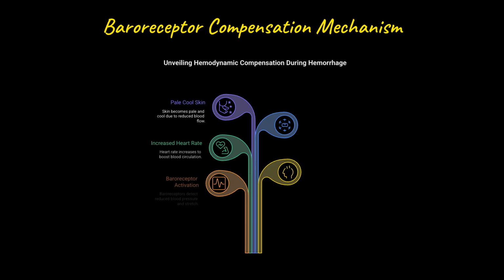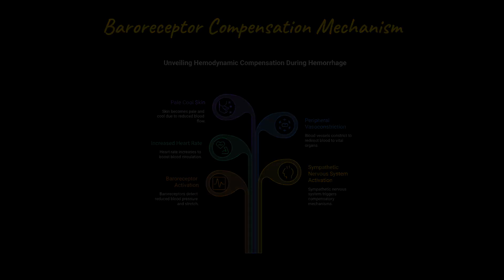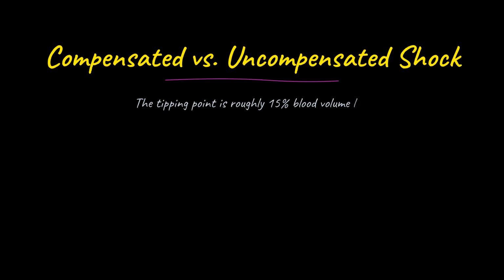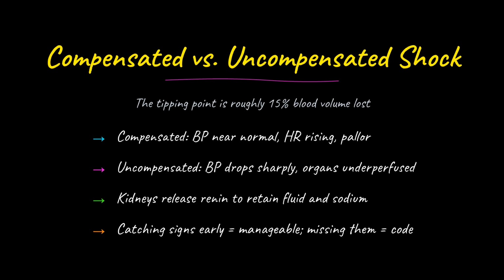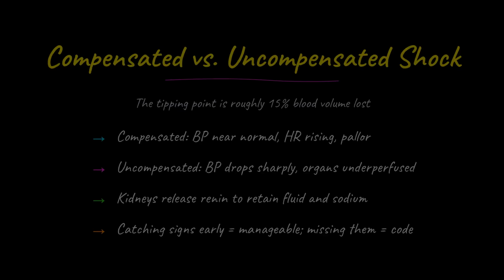As blood volume falls, baroreceptors in the carotid sinus and aortic arch detect reduced stretch and trigger the sympathetic nervous system. This raises heart rate and constricts peripheral vessels, keeping blood pressure near normal while producing pale, cool skin. The cardiovascular system holds blood pressure near normal until about 15% of volume is gone. After that, pressure drops sharply and organs lose perfusion. The kidneys also release renin, retaining fluid and sodium. Each compensation leaves a clinical fingerprint nurses can detect.